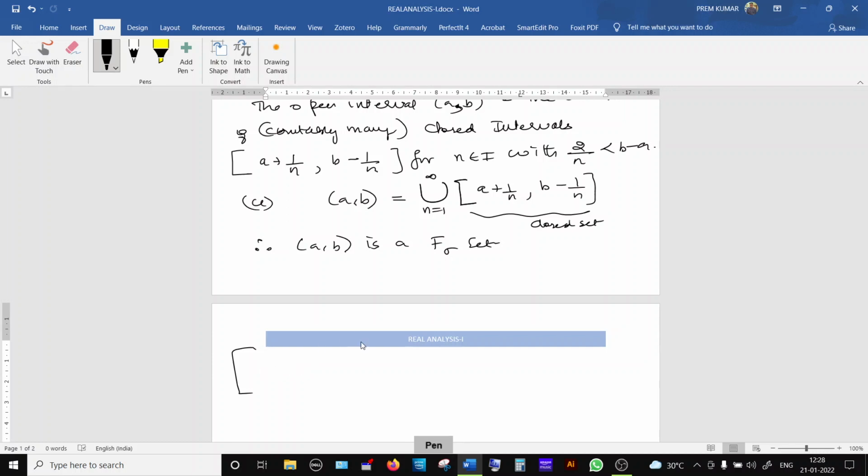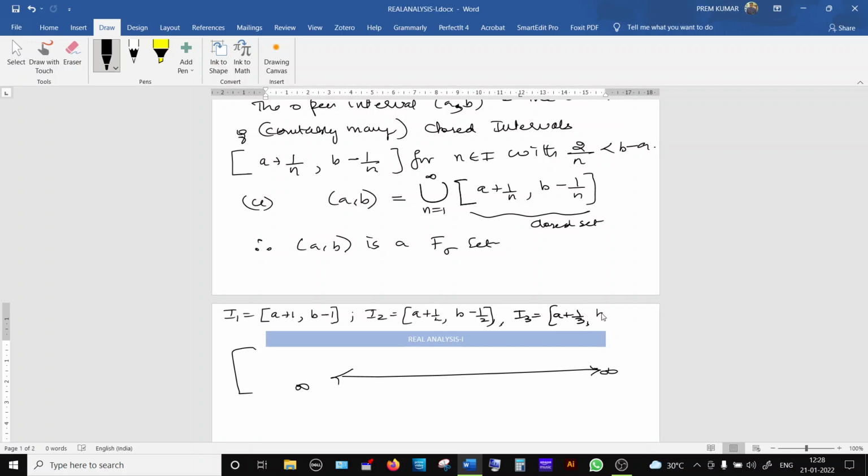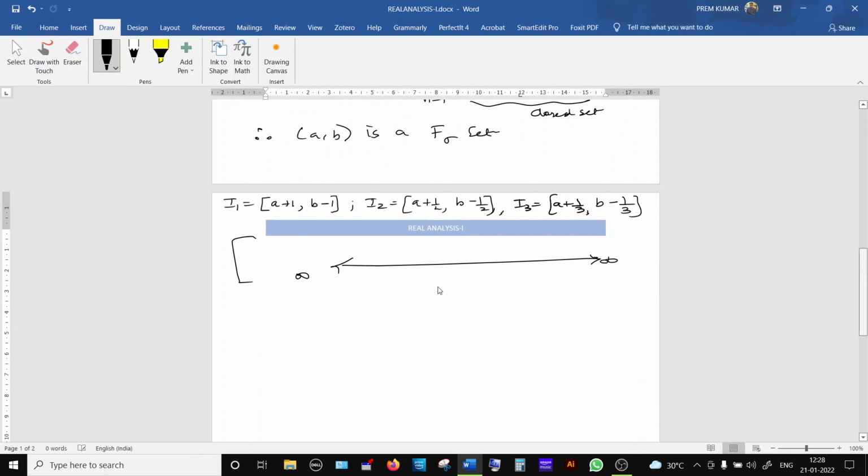See, I'll just draw the real line. What is I1, you see? So I'll write it here. I1 is n equal to 1: a plus 1 comma b minus 1. So what is I2? A plus 1 by 2 comma b minus 1 by 2. Next, I3 is a plus 1 by 3 comma b minus 1 by 3. You just see what happens if you plot these intervals on the real line.